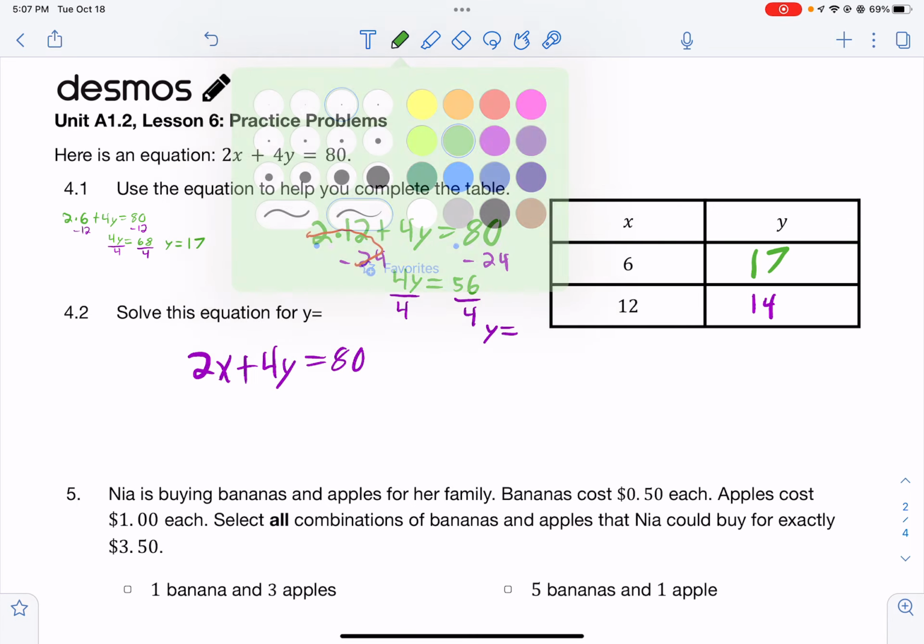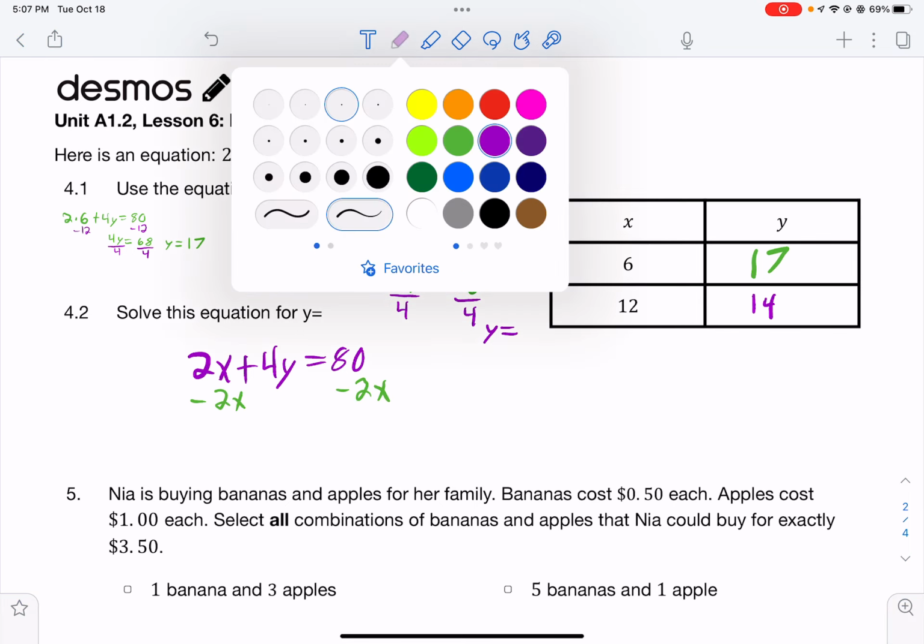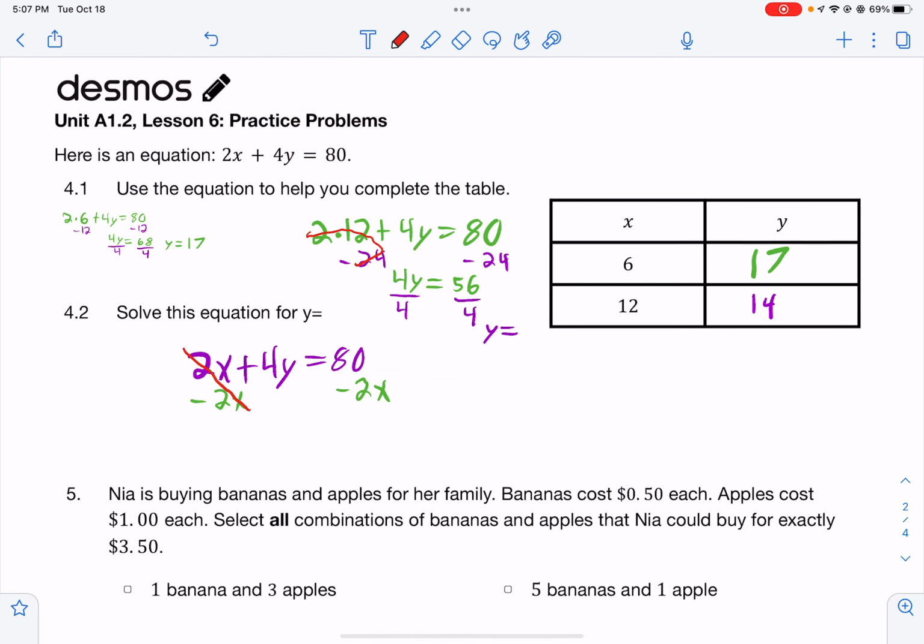We'll subtract 2x from both sides. Remember, because that will reduce to 0, so we're left with plus 0. 0 plus 4y equals 80 minus 2x. Oh, that was a little rough. And remember, we have plus 0, but we can just get rid of that. It's never worth it to write that.